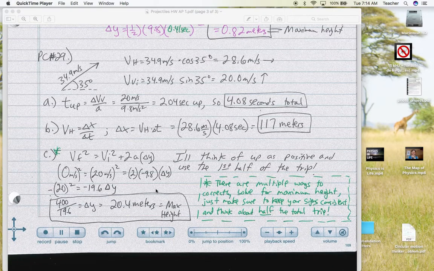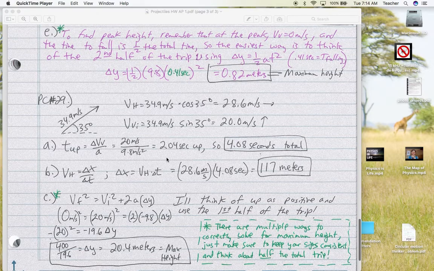So there's multiple ways to determine this. A lot of different formulas could work. You just want to make sure you don't shove a particular variable in incorrectly, like a horizontal variable, into a vertical condition.